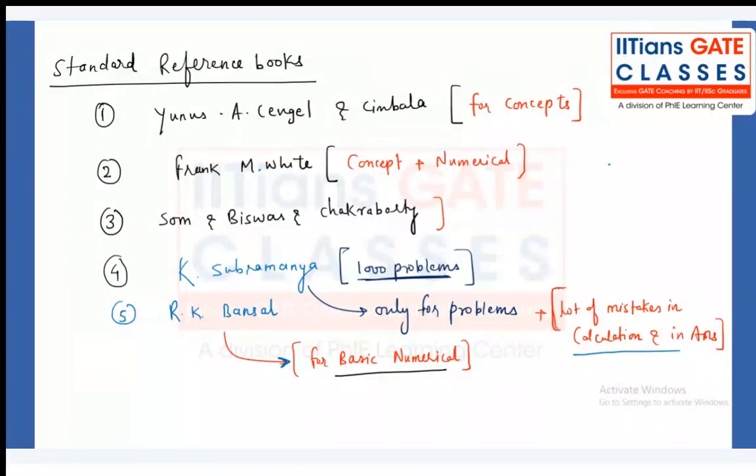Then the fourth reference book is K. Subramanyam. K. Subramanyam is only for problems. We have a thousand problems regarding fluid mechanics. Then we have R.K. Bansal, only for the basic numericals. Now, the purpose of mentioning these five books here is not to confuse you. It is just there for reference, right?